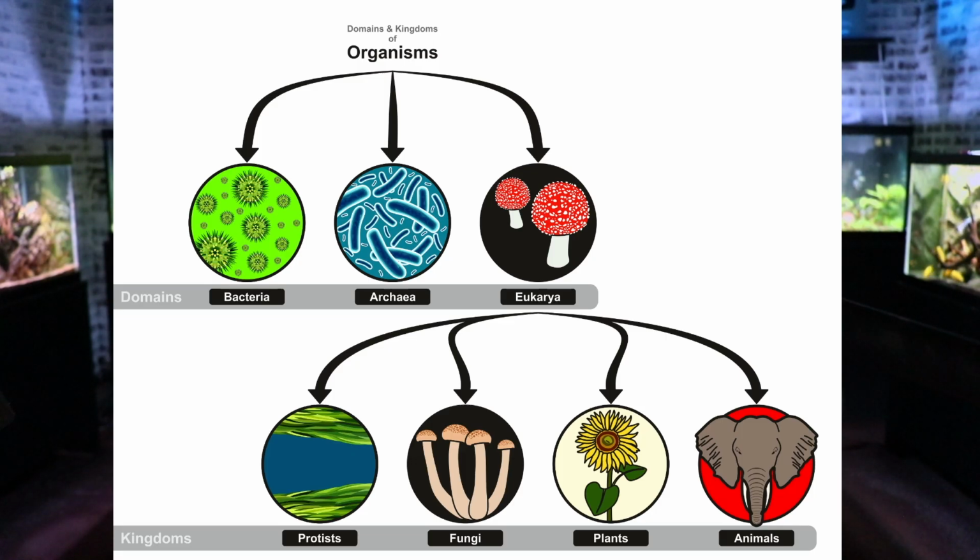You've got the animals, of which human beings are a part of. You've got plants, which are all photosynthetic. You've got the fungi, which are decomposers. They excrete enzymes that will allow them to digest their material extracellularly. And then you've got the protists, which I like to say are pretty much eukaryotic organisms that don't fit nicely into the other three groups.